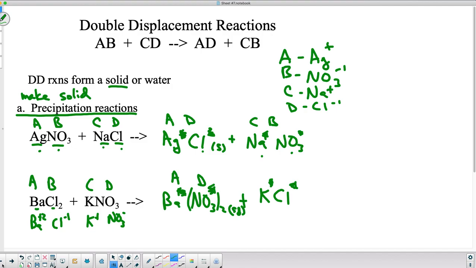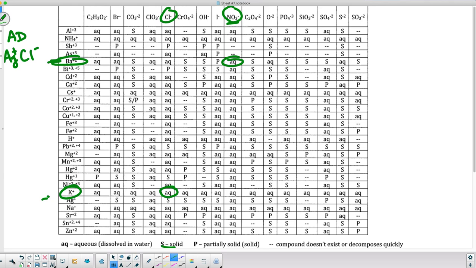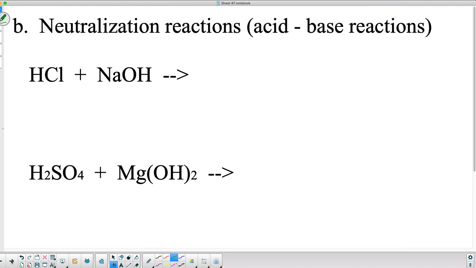So that means that if both the products are aq, this is a no reaction, and I'm not even going to balance it. Okay, so the second one is a no reaction, because no solid is produced using the solubility chart. All right, I'm going to plow through this and keep going to the next one. The next one is even easier.